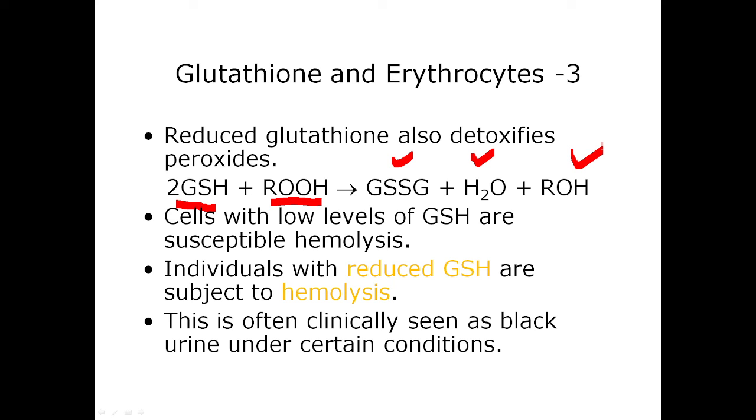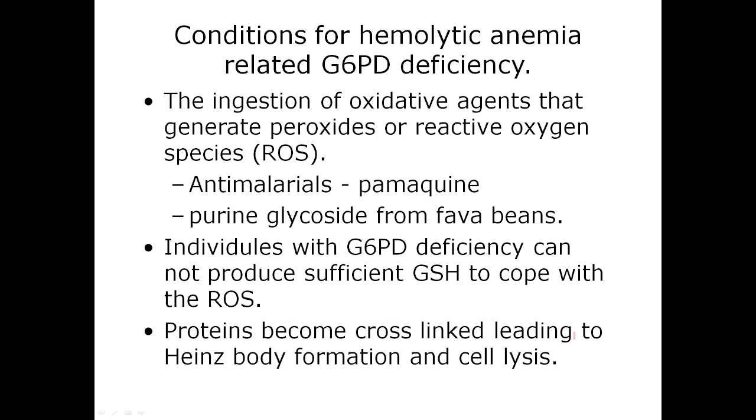The cell with a low level of GSH is susceptible to hemolysis. So if the RBC has low GSH, there is a high chance that this RBC will undergo hemolysis. Individuals with reduced GSH are subject to hemolysis. Okay, so if your RBCs don't have enough reduced glutathione, then they may undergo hemolysis. This is often clinically seen as black urine. In this case, some black urine can be observed.